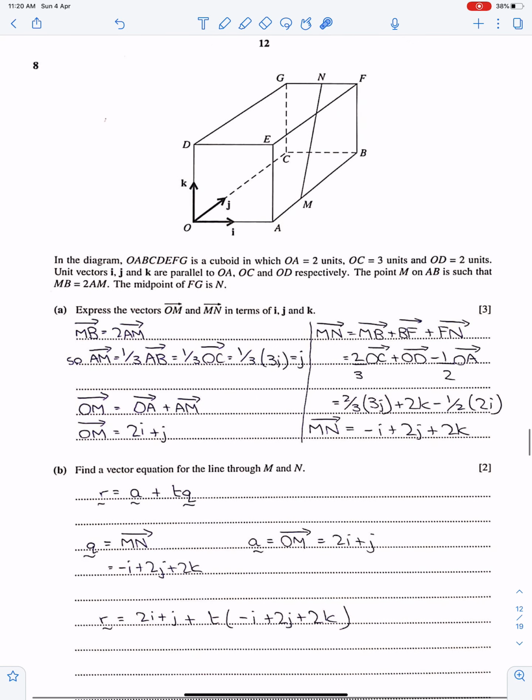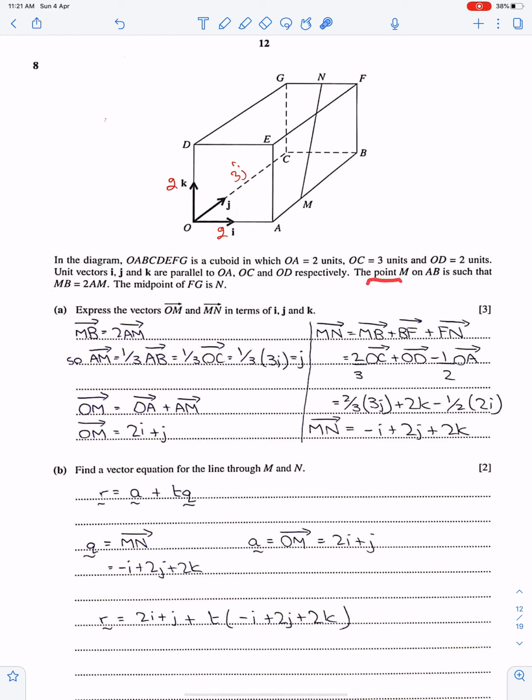Vectors, very simple question. This object is a cuboid with OA is 2 and a square base. OC is 3. This is 2, so this is 2i. This is 3j. And this is also 2k because this base is a square. This is a square base. The cross section is a square, you can say.